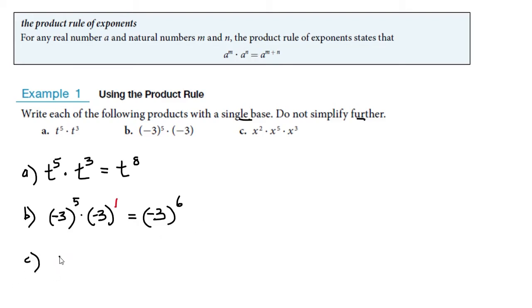Next I have x squared times x to the power 5 times x cubed. And the base here is x, and I've got to add everything together. So I'm going to write an intermediary step in here. It's going to be 2 plus 5 plus 3 in the exponent. So this result will be x to the power 10.